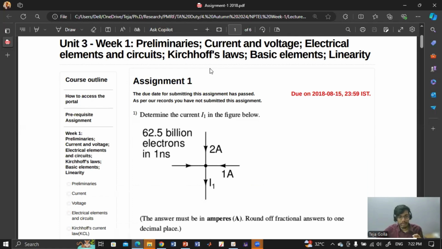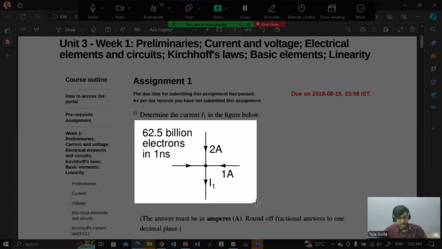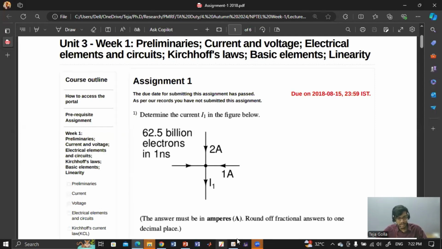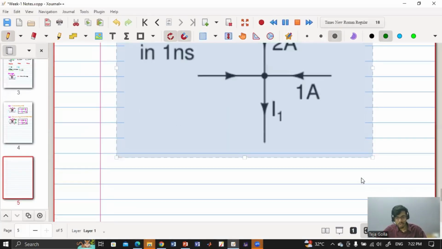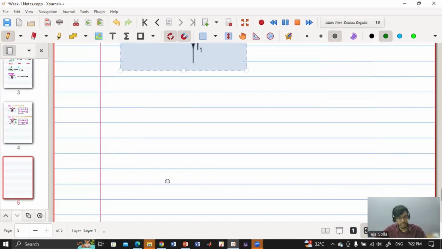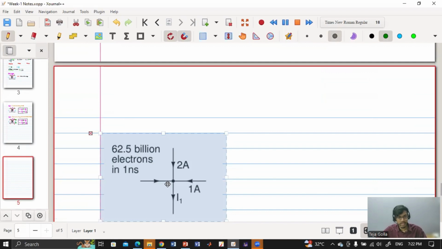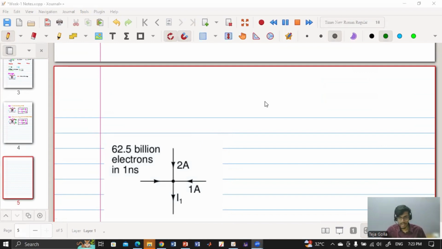So let me just take this screenshot. They are saying determine the current I1 in the figure below. Can you tell which Kirchhoff's law we have to apply to solve this problem? KCL, yes, right. And also you know that the direction of the current is opposite to the direction of electrons. So that is the convention that we take. If current is flowing from terminal A to B, it means the electrons are flowing from B to A. So here they have given the direction of the electrons, not the current.